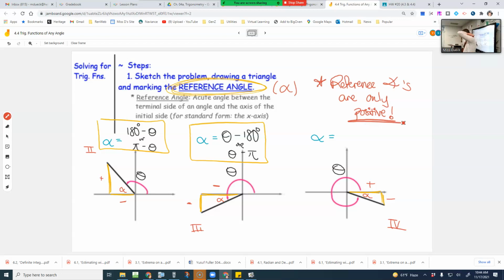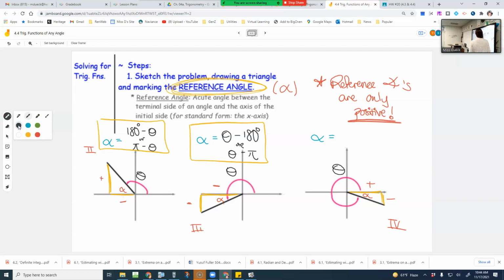Reference angles are always, or only, positive. So I just need the bigger angle to come first in my subtraction. The bigger angle in the second quadrant is 180. The bigger angle in the third quadrant is the angle.